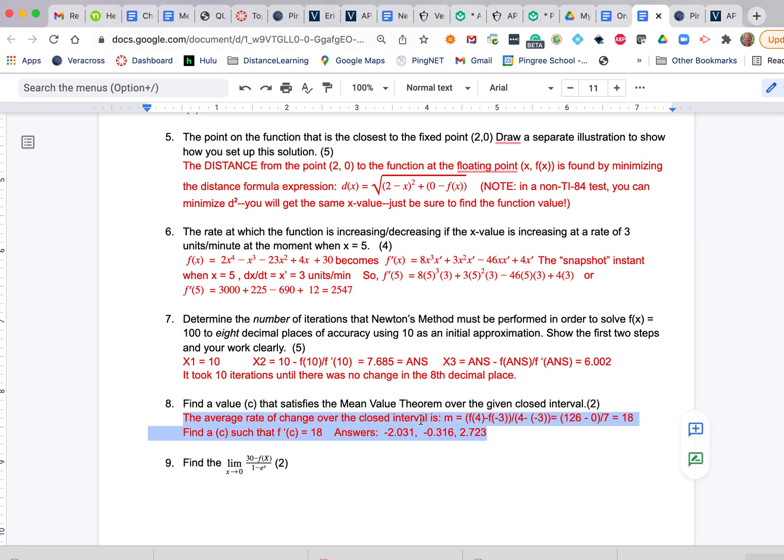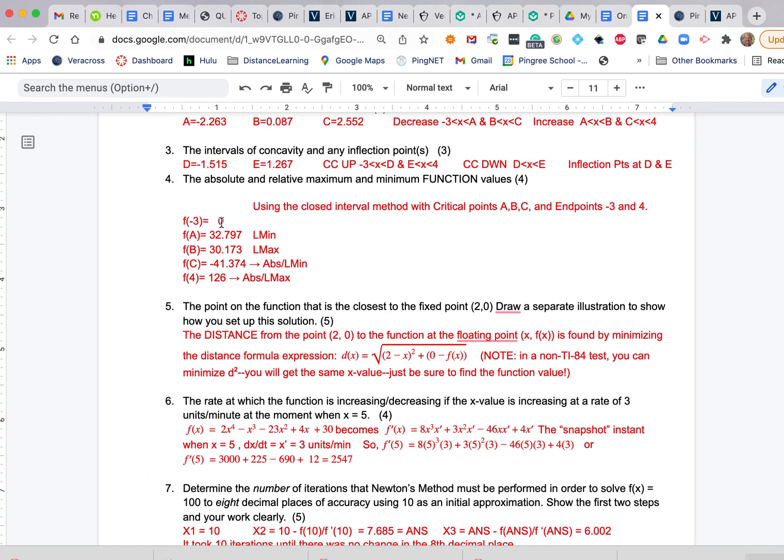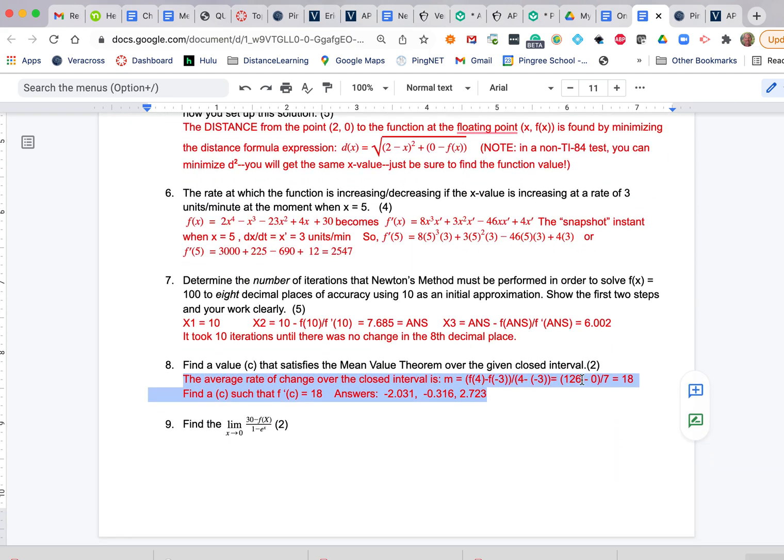Okay, so the average rate of change over that closed interval using the endpoints is, going back to these values up here, going from 0 to 126. As it goes from -3 to +4, that's a change of 126 over 7. Okay, so that is actually exactly 18. That was a bit of a fluke. Then I need to find a C value such that f prime of C is 18.